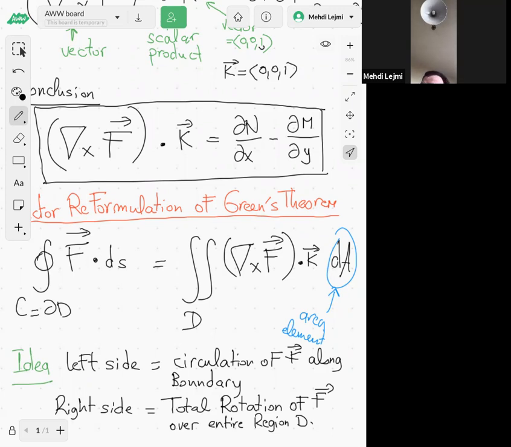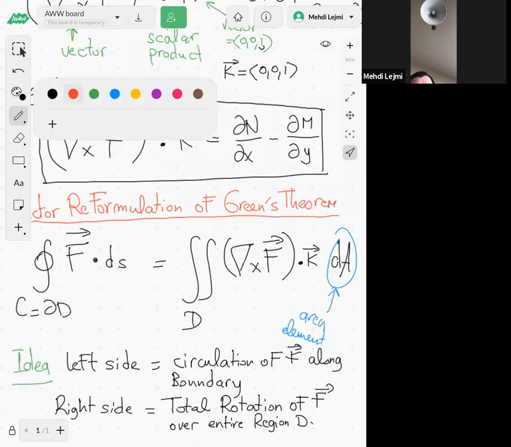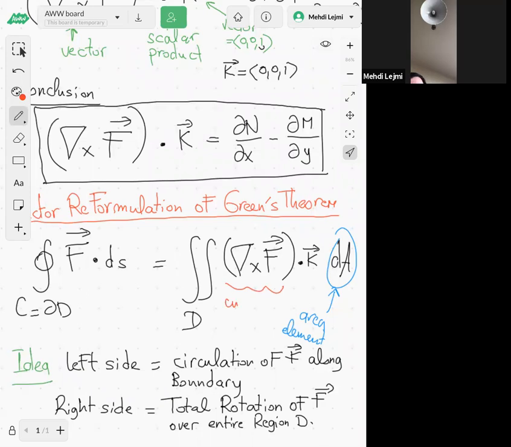Anyway, so this vector line integral is just equal to this. This is the curl of F, as I said. It measures the twisting of the circulation of F, in this case over the entire region D. This is the curl of F.